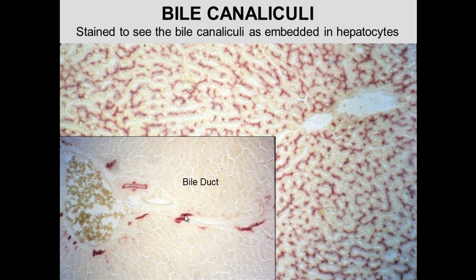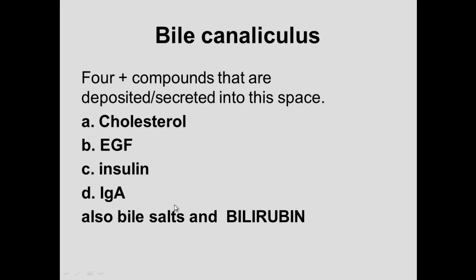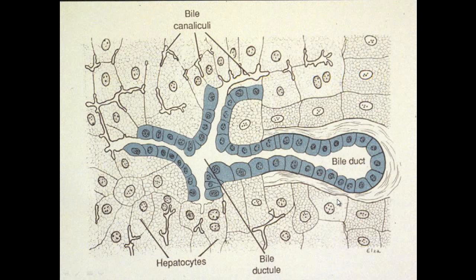However, if you look at the bile duct, that is where you have concentration of the bile, but you don't have it distributed throughout like you do the bile canaliculi. The bile canaliculi has to touch each cell if the cell is going to contribute to the bile. Now, in the bile canaliculi, you have different things that are there. You got cholesterol in there, epidermal growth factor, insulin, and IgA. Body fluids have antibodies in them to help in the immune response. Also have bile salts and bilirubin that's located there too.